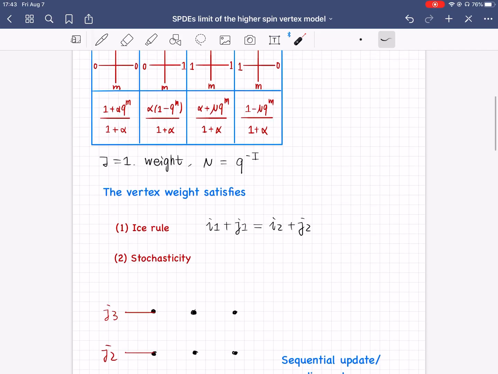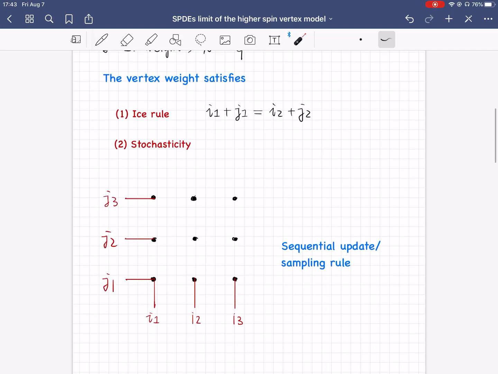This allows you to sample your vertex configuration not just for one vertex, but actually for a number of them. For example, if you look at this 3 by 3 square of vertices, with the boundary input specified from the bottom and from the left, then we can do something called the sequential update or sampling rule to sample the vertex configuration for all of these vertices. We start from the vertex on the left bottom. So we have the input, so we can sample the output using the vertex weight. Then for these two vertices, again, we have the input, so we can sample the output independently.